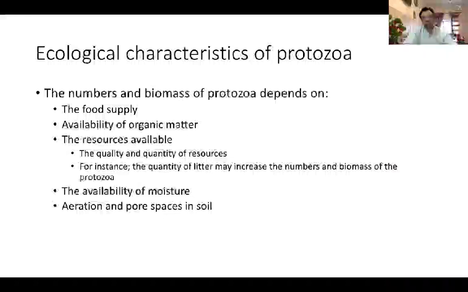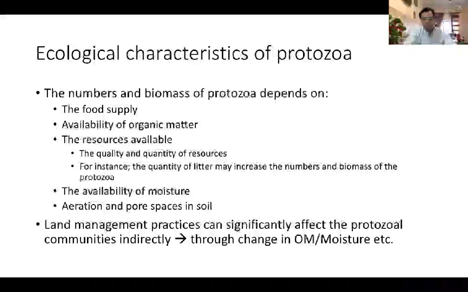Then the aeration and pore spaces in soil also play a role. Land management practices can also affect the protozoal communities, maybe not directly but indirectly, because land management practices have an impact on organic matter and moisture contents. That is why land management practices may alter the population, because they alter moisture condition and organic matter in the soil. And organic matter and moisture are the key components that define the number and biomass of protozoa.